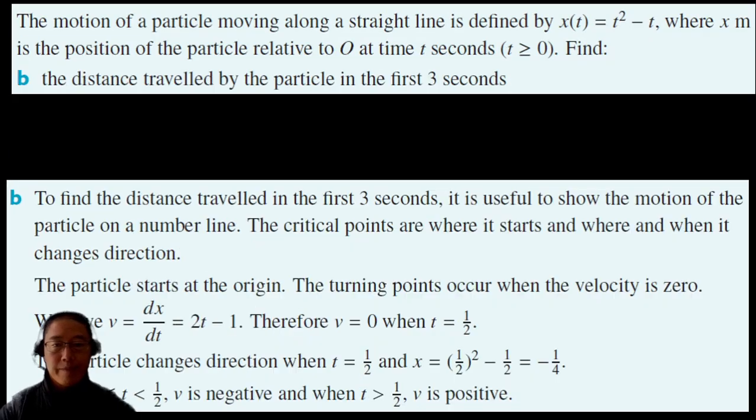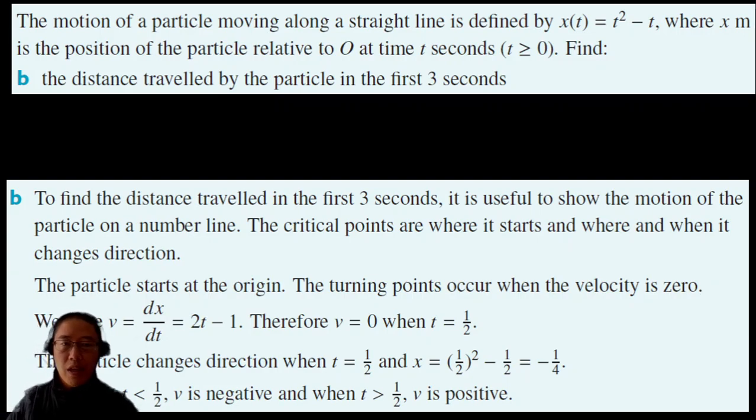Part B, for the distance traveled, as it is indicated here, it is useful to show the motion of the particle on a number line, as you're going to have critical points. The critical points are where it starts and where and when it changes direction. So it starts at the origin, so you can place your starting point, and then you have a turning point when the velocity is equal to 0.